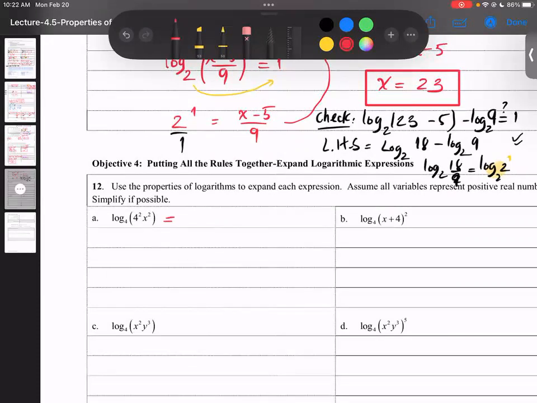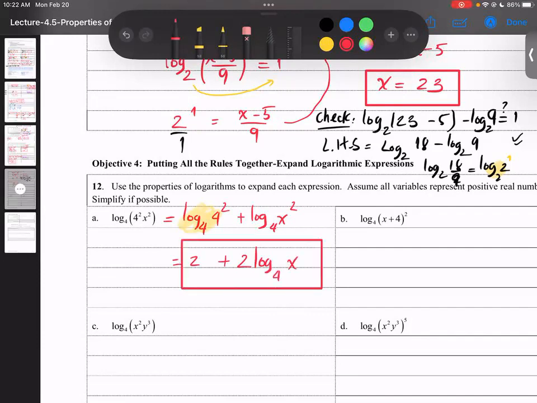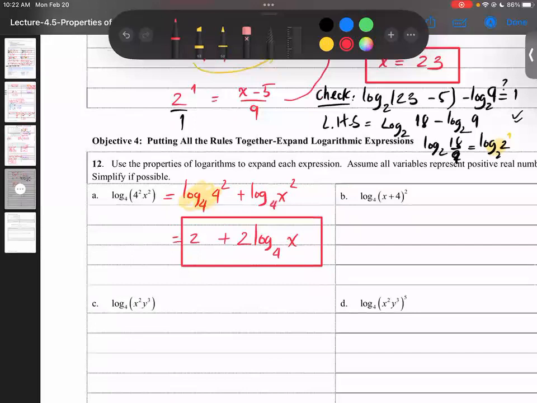What rule should I use? There are many ways to do this. Product. So log base 4 of 4 squared plus log base 4 of x squared. Log base 4 and 4 cancel. It's just 2. And then I can bring down the 2 to the front using the power rule. I'm done. See you, try number 3.